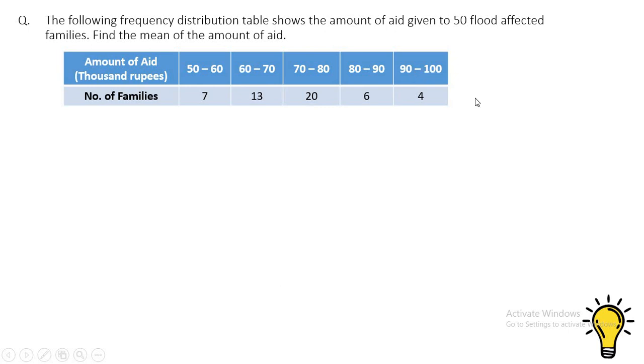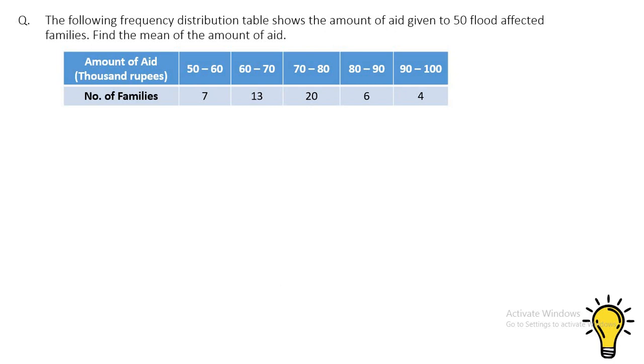Now we can go about the solution. You have to calculate the mean of the amount of aid. Before we start with the solution, you have to identify two things. Students, remember, every question gives you two important pieces of information, that is class interval and the frequency. Can you identify which one is the class interval and which one is the frequency?